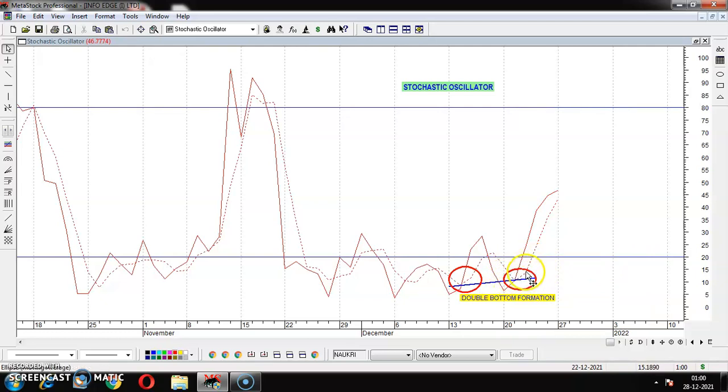After having formed the double bottom formation, we see that the stochastic line has also crossed the 20. It has already crossed the 20, which indicates a trend reversal. It means there is a possibility to go towards the upside. So as far as the stochastic part is concerned, this is bullish. There is a possibility to go towards the upside.